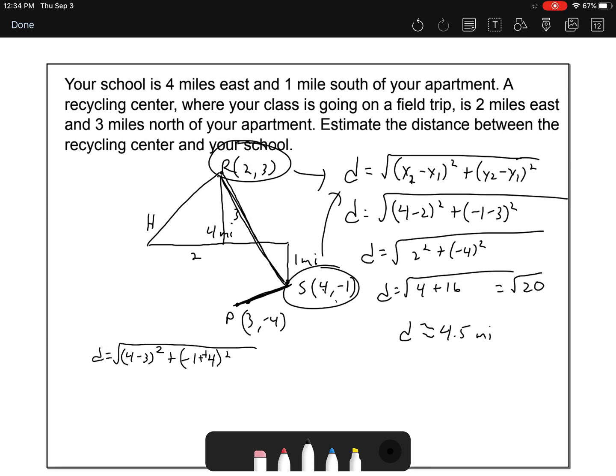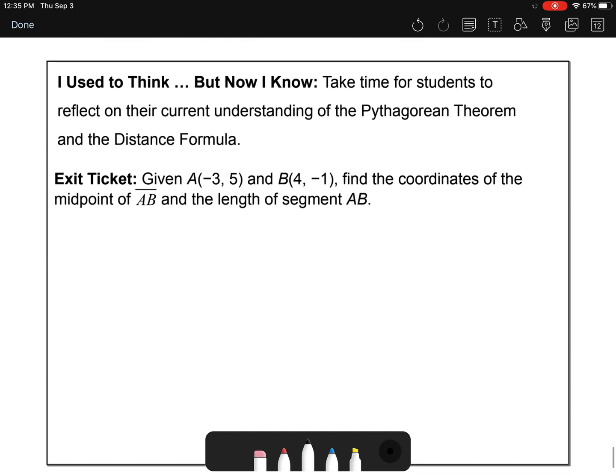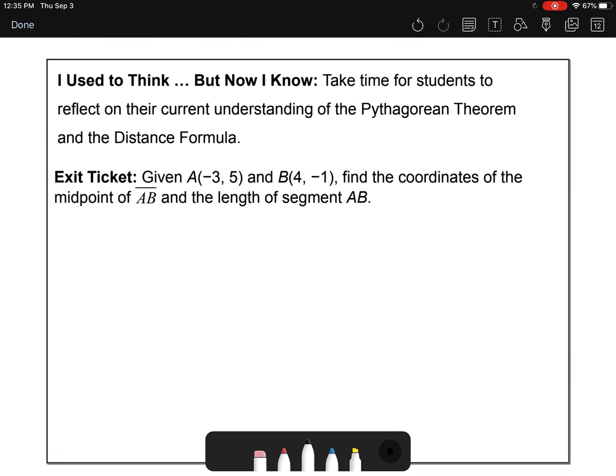However, it's negative 1 minus negative 4, which means that's a plus. So that's going to be 1 squared plus 4 minus 1, which is 3. And that's going to be 1 plus 9, which is radical 10. And radical 10 is going to be a little bit bigger than 3, so that distance is approximately 3.2 miles. So that's just using the midpoint formula and the distance formula.